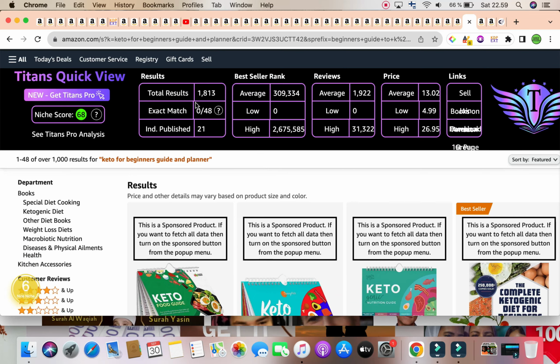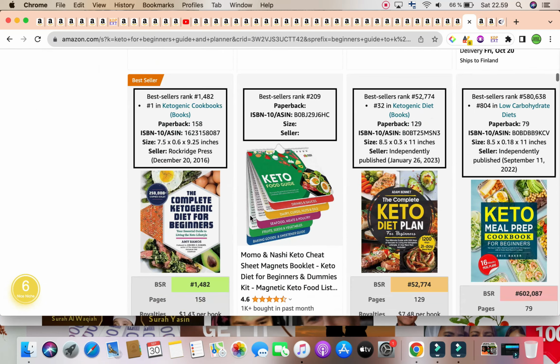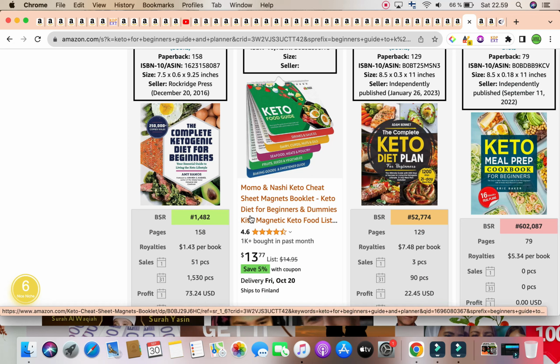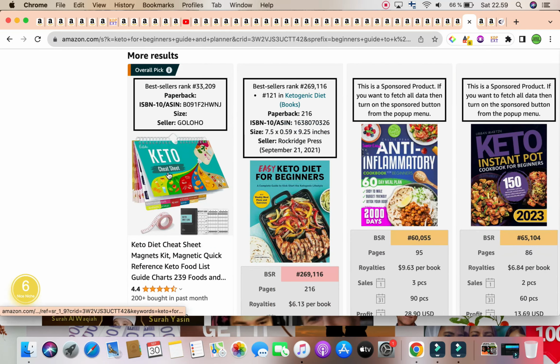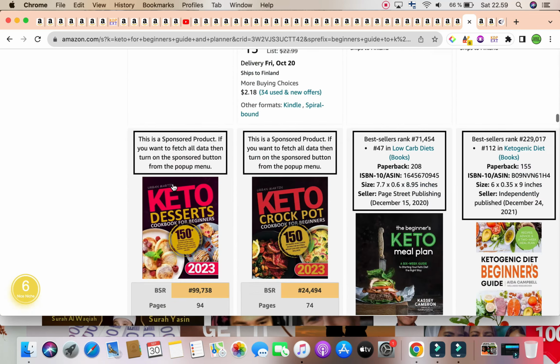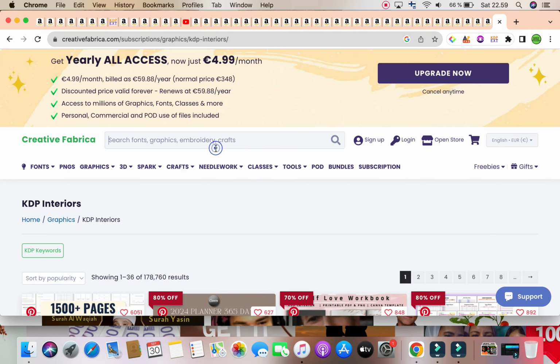We have a total of 1,813 results. Really good top-notch books out there, but don't be too intimidated, because you can go ahead and add extra value. The more condensed information and cheat sheets that you prepare inside these books, they are going to be the success that makes these books long-lasting and selling as well. So try to focus on really good condensed cheat-sheet style pages as well, maybe some fun facts, maybe a tracker.